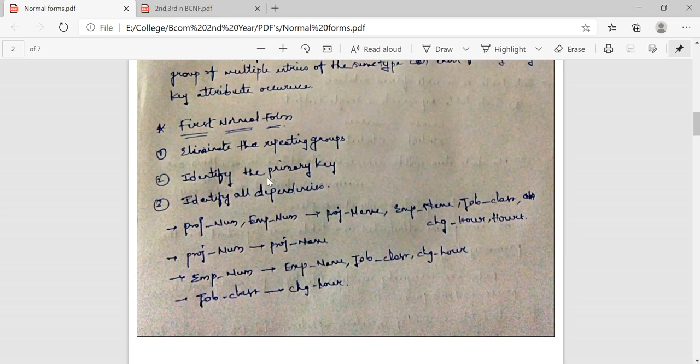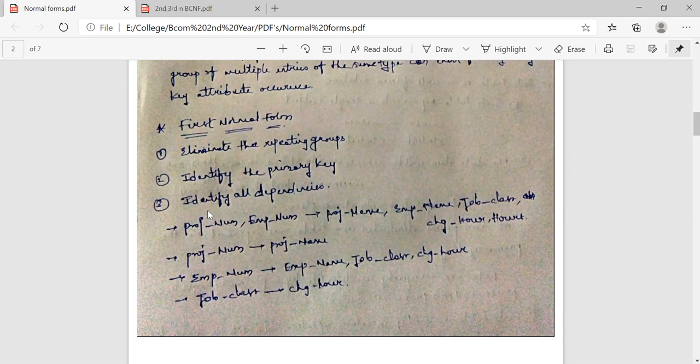And next, identify the primary key. You have to find a suitable primary key for that particular relation, because there are a number of keys for any particular table, like candidate keys or super keys. There are a number of candidate keys for a table. From those candidate keys, you will be selecting a primary key. So you have to identify a suitable primary key.